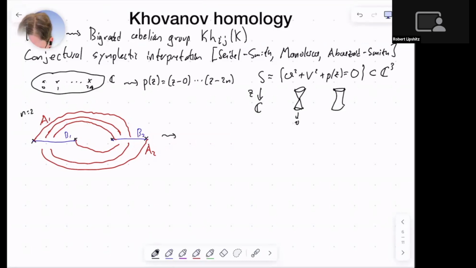And each of these gives us a sort of Lipshitz thimble or union of two Lipshitz thimbles. So it gives me Lipshitz thimbles alpha 1, alpha 2 corresponding to A1 and A2, and beta 1 and beta 2 corresponding to B1 and B2, all sitting inside this surface S. So alpha 1 is a union of vanishing cycles along A1. Alpha 1 is a union of vanishing cycles along here.